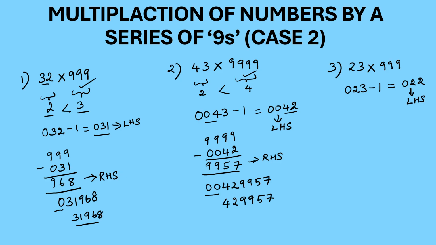Next, you take your LHS and you subtract each of its digits from 9. When you do this, 9 minus 2 gives you 7, 9 minus 2 gives you 7, and 9 minus 0 gives you 9, and this becomes your RHS. When you combine your LHS and RHS, you get 022977. And when you omit the 0, your final solution is 22977.